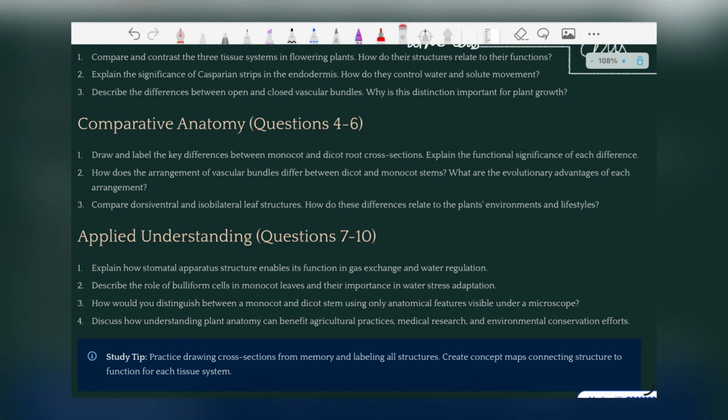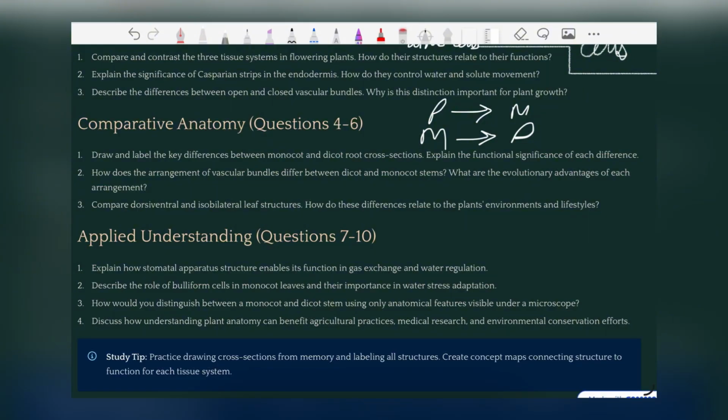Draw and label the key differences between monocot and dicot root cross sections. Explain the functional significance of each difference. So in root, as I said, there are protoxylem and metaxylem differences. Protoxylem is towards the outer side and metaxylem towards the inner part. Here in the monocot root, there are more than 6 vascular bundles, that is they are polyarch, and in dicot root there are less than 6, that is 2 to 4, mostly tetrarch.